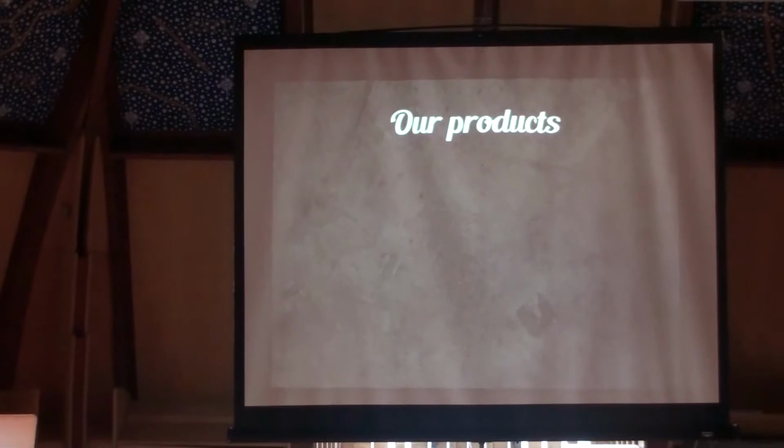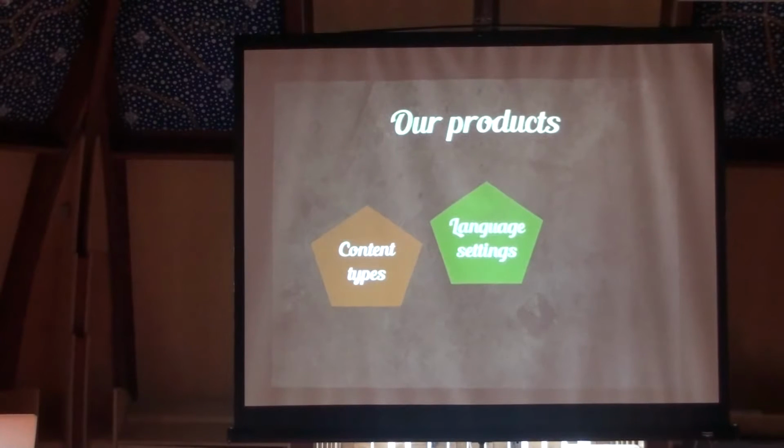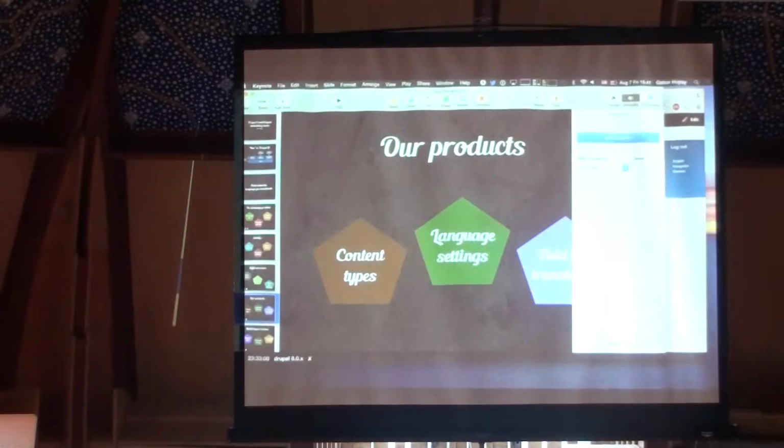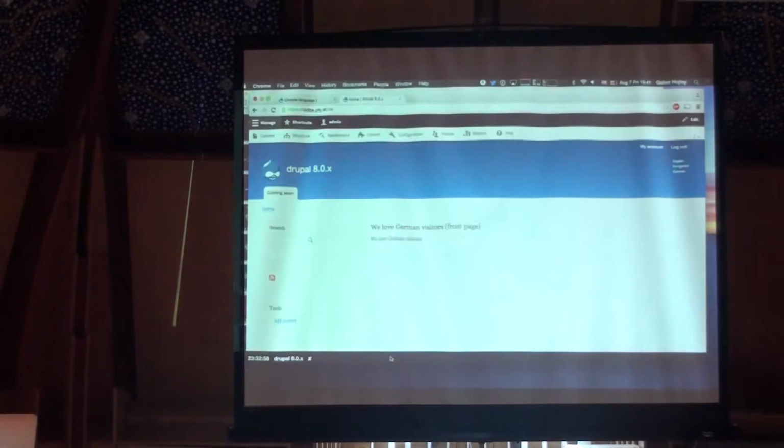So let's do some content on the site. So let's say this is a product review site, and we actually want to provide some useful things for English and Hungarian after all, not just doing funky things. So we're going to do a product content type, and we're going to look at language settings on the product content type, and we're going to look at field level translation there as well.